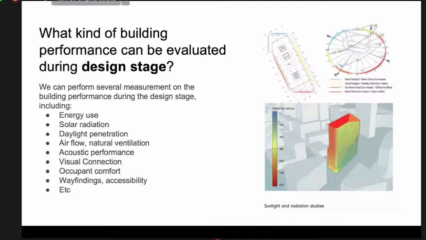So then what kind of building performance can be evaluated during the design stage? It's actually quite wide, the range. So you can do anything actually. This is some example that we can do during the design stage.